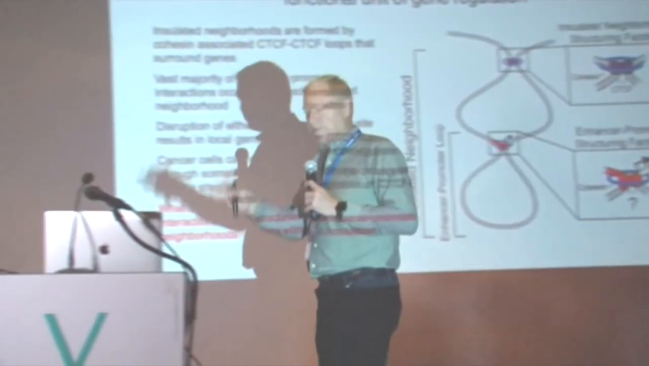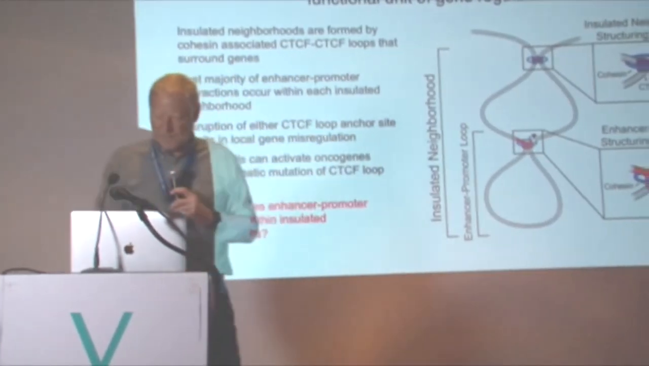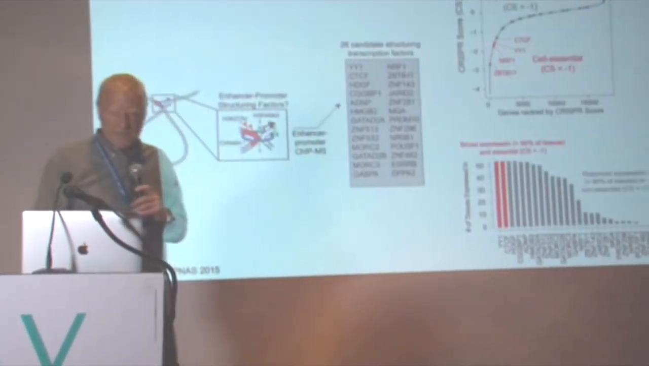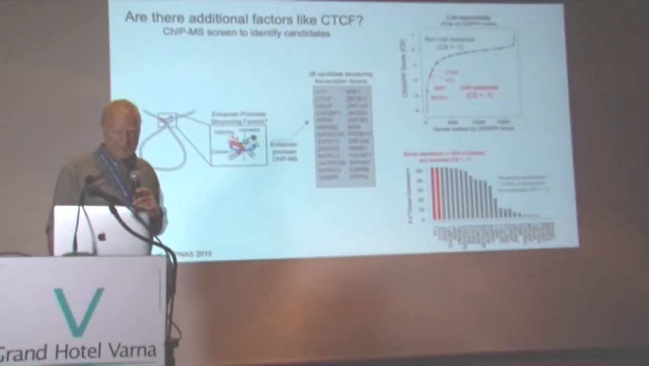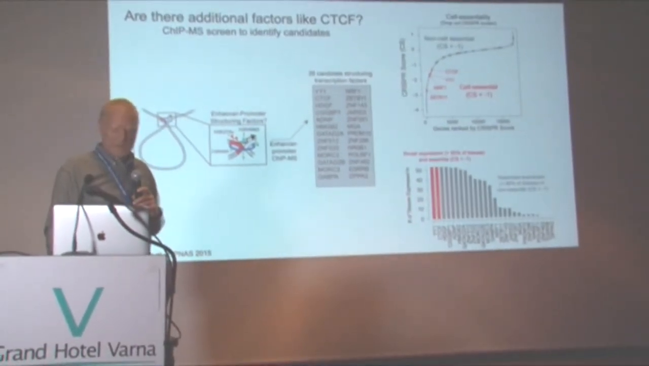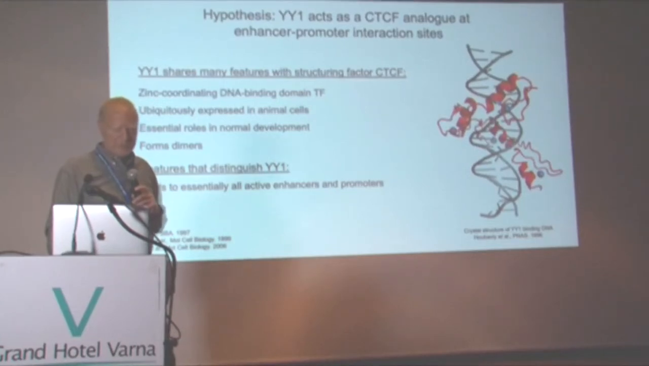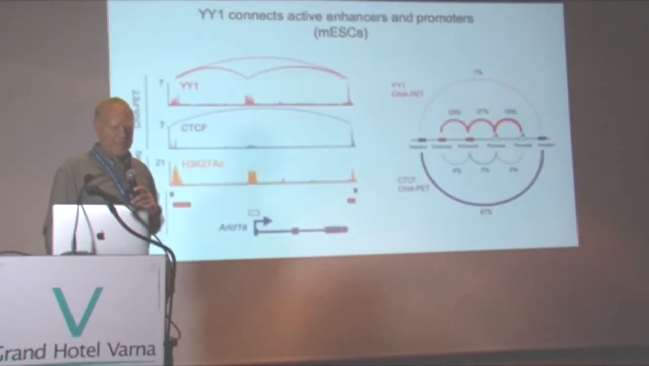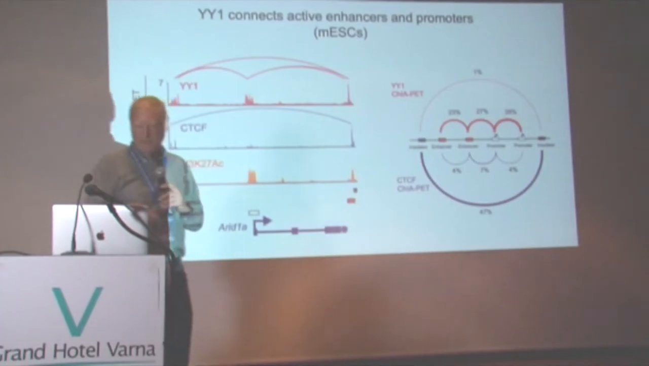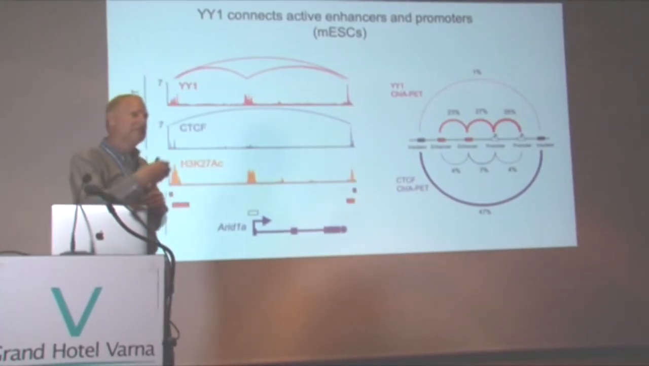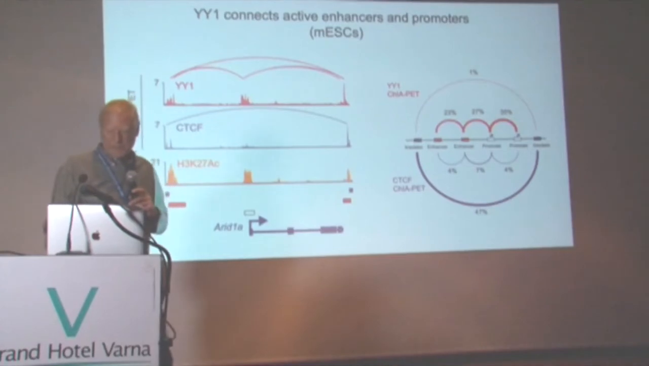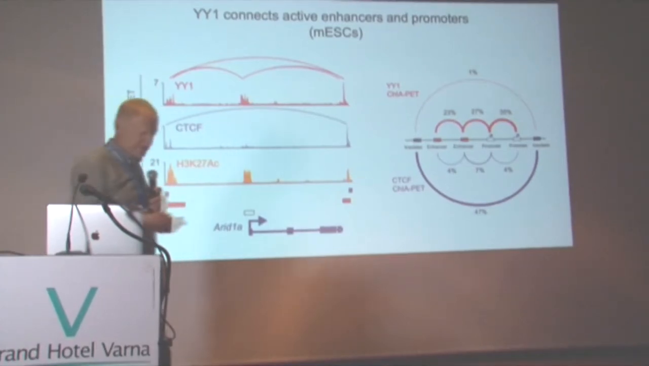Now, I've already told you there are lots of proteins there. There's RNA there. There's lots of stuff. But it turns out there is an analog of CTCF that looks like it helps enhancers and promoters get together. I'm not going to go through this part, which just summarizes published data. But that protein is called YY1. It's in every one of our cells. It tends to bind all the active enhancer promoter contacts.